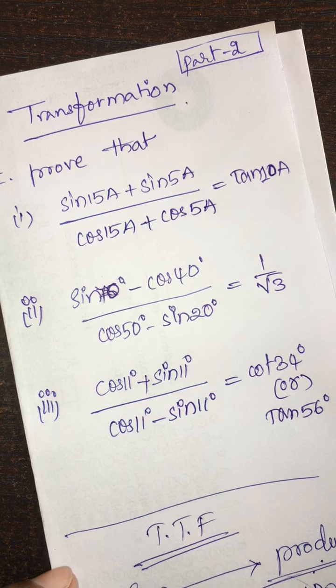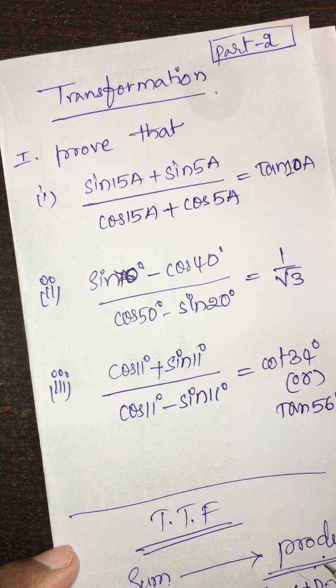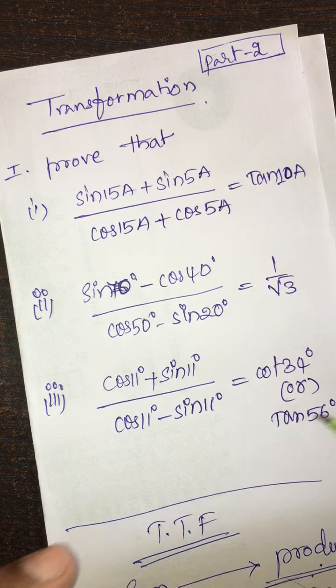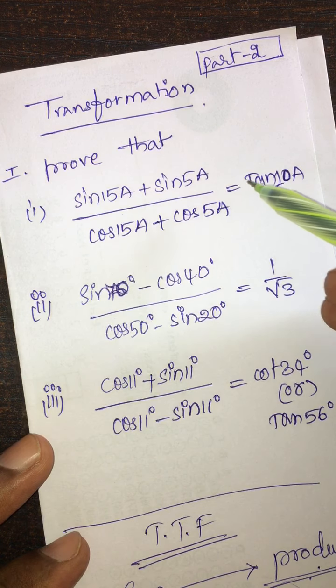Please read all the transformation formulas and also the trigonometric basic formulas like identity relations, multiple and submultiple formulas, compound angle formulas, all these things to recollect, and then try to solve these problems. Now I wanted to explain the first one.